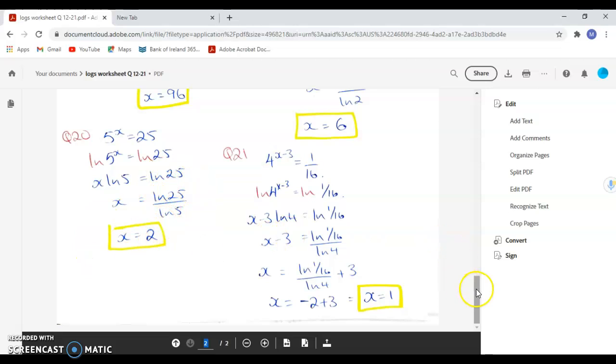And the last one, I have question 21, so it's 4 to the power of x minus 3 is equal to 1 over 16. Introduce logs to sort out your powers, so you get the ln of both sides. X minus 3 comes down, and ln of 4 goes over and divides, and then your minus 3 goes over and becomes plus 3. Calculator work, and you get x is equal to 1.